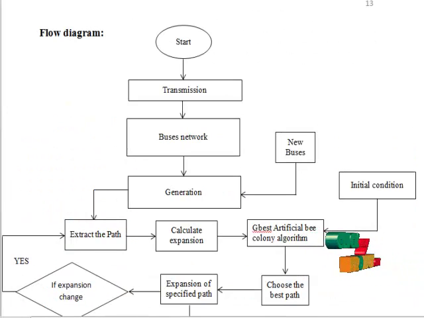Let us discuss the flowchart for this process. Here in transmission, in order to match with the load growth and generation patterns schemes, optimal transmission network expansion planning has to be done. The objective of transmission network expansion planning is to minimize the transmission line investment cost required to meet the growing load and the added constraints.